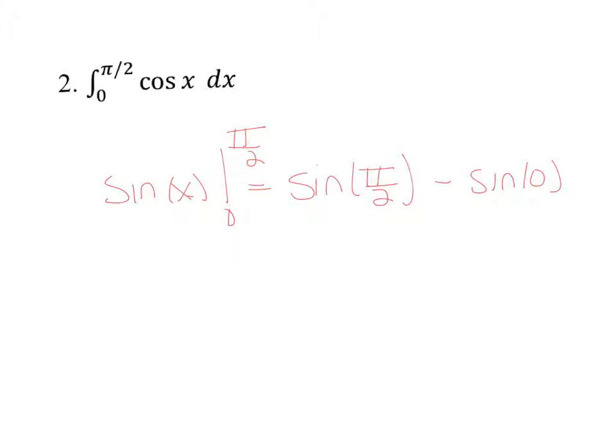Sine of pi over 2 is sine of 90 degrees, that's 1. Sine of 0 is 0. I know that because looking at the graph of sine, this is pi over 2. So that's clearly 1 up there. Alright, so my answer is 1.